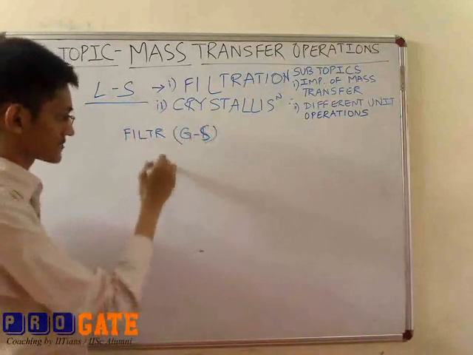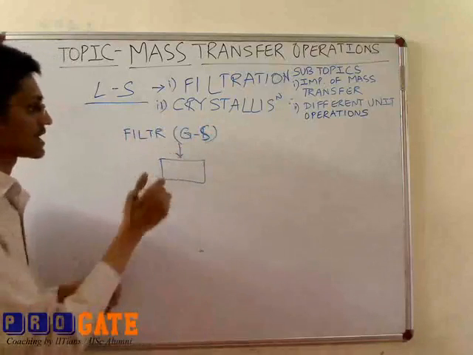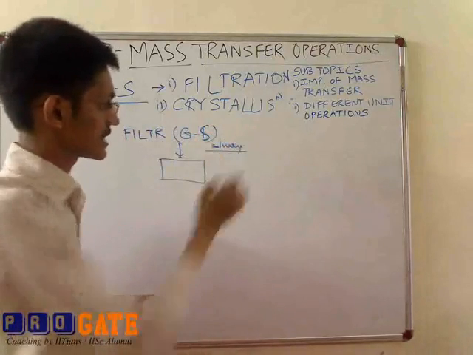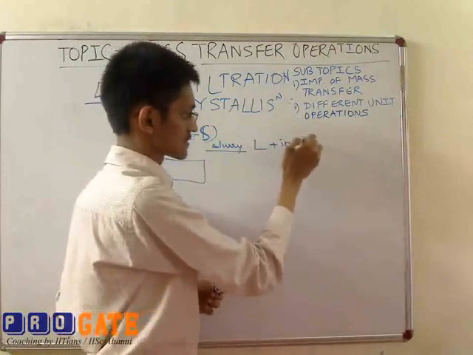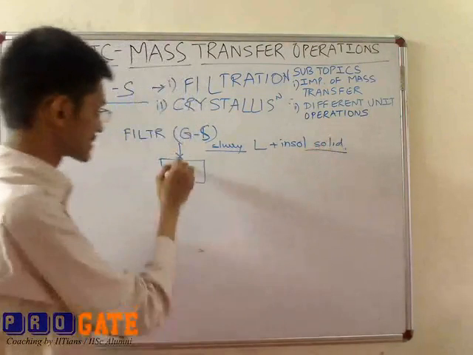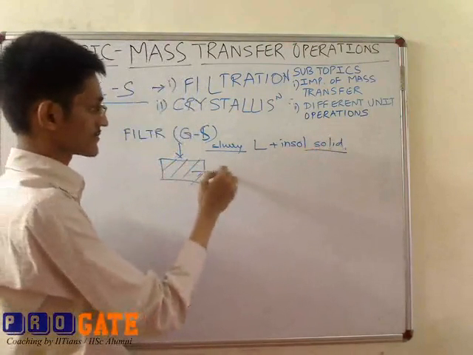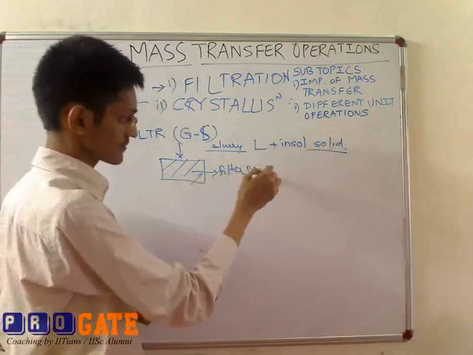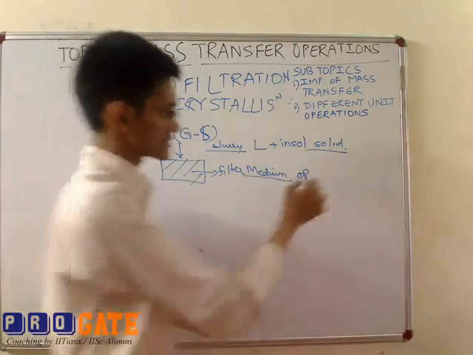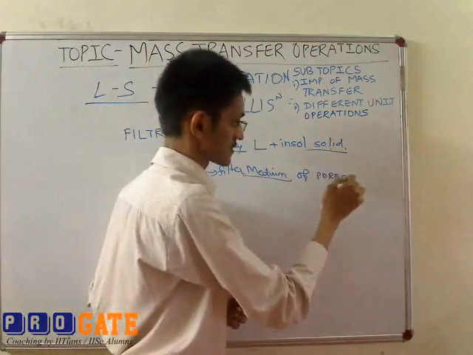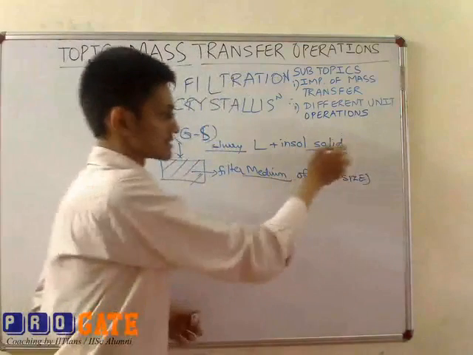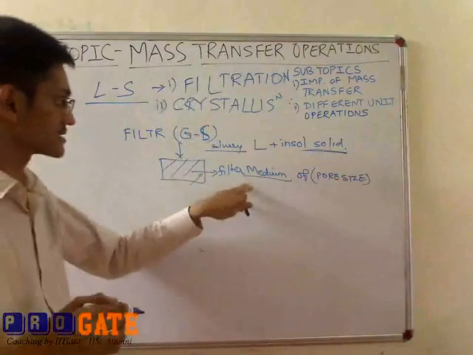You have a filter medium. Suppose you have a slurry in which you have liquid plus insoluble solid. This insoluble solid is what you want to filter out. So you have a filter medium with some pore size which will allow you to separate the solid. So depending on the size of the solid particles, you select a filter medium.